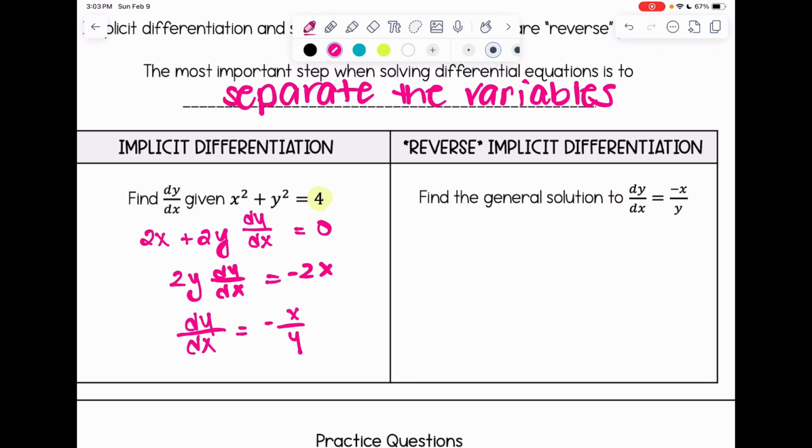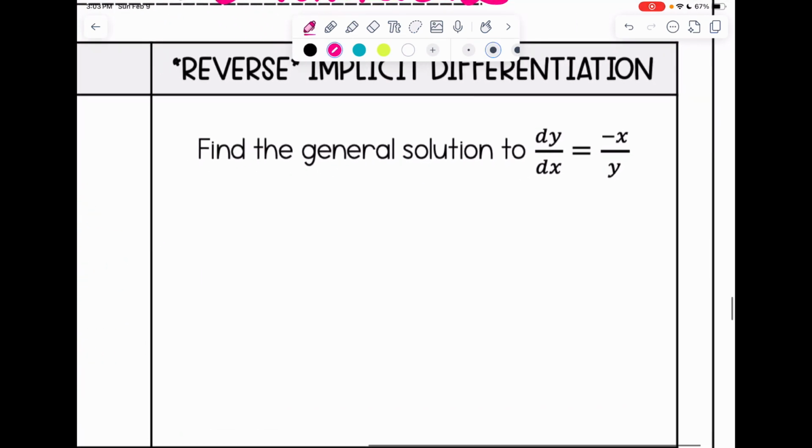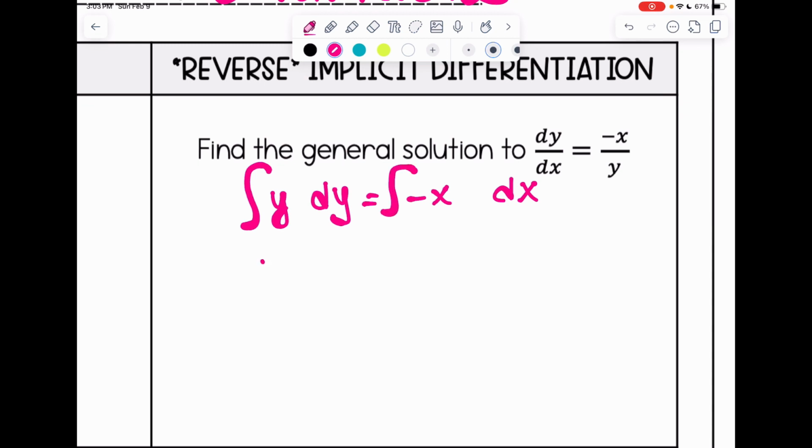All right, so this question says find the general solution to dy dx equals negative x over y. We have a proportion here. So first thing we're going to do is we're going to cross multiply. So that's going to give me y dy equals negative x dx. When I do that, I have successfully separated the variables. And then I'm going to integrate on both sides. So over on the left, I'm going to get y squared over 2. Over on the right, I'm going to get negative x squared over 2 plus c.